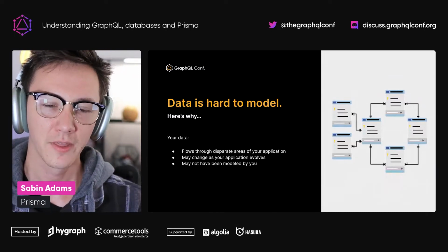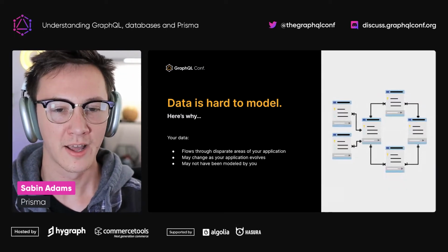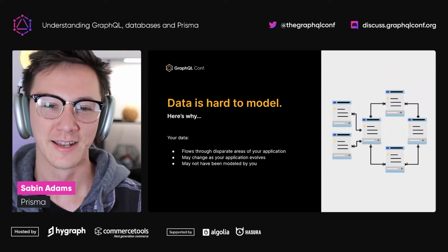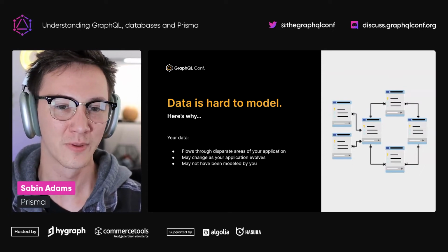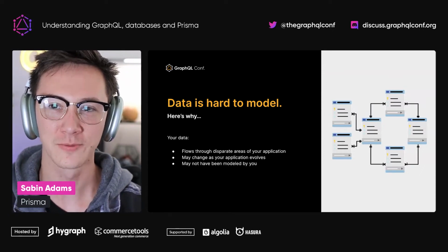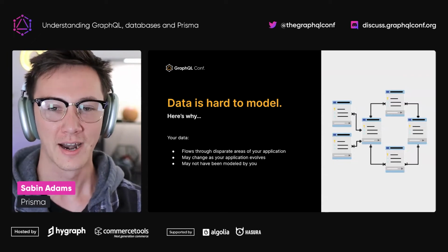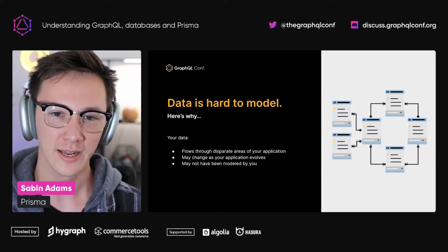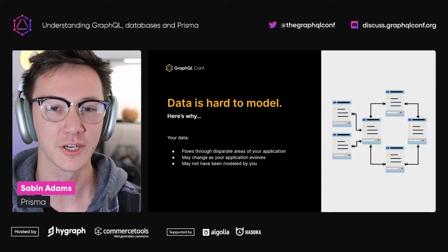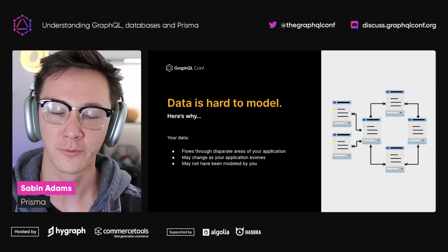And then the final thing is that your data may not have been modeled by you. And this one to me hits home very hard. I know there's been multiple times where I've been working at a company, or maybe I just started working at a company and I'm jumping into a new application that a different team was building before me.